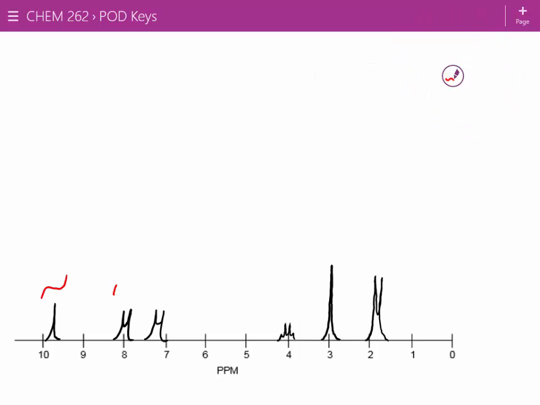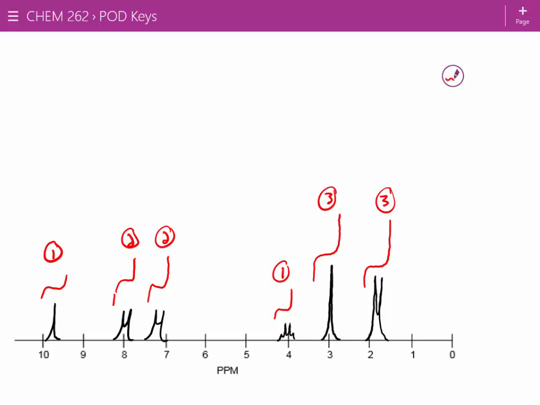Oftentimes what people will do to show the integration values is put this little curvy arrow above here. Let me try to fix this. What this expresses is the area underneath the curve. That means this one's going to be a ratio of 1 to 2 to 2. And then if we go over here, what's the integration for the quartet? What's the area underneath the peak? 1. So we'll label this as 1. What about the area underneath the big singlet at 3? Should be 3. So oftentimes this curve will be about 3 times as big. And then same thing with this one. This will integrate as 3.